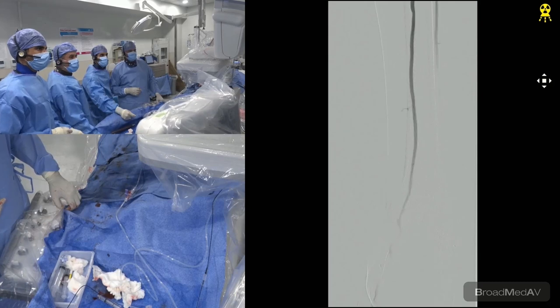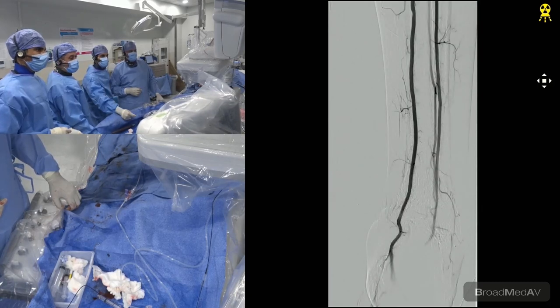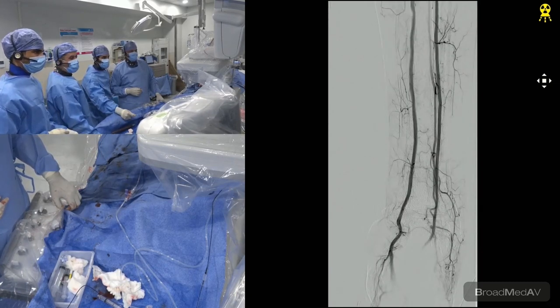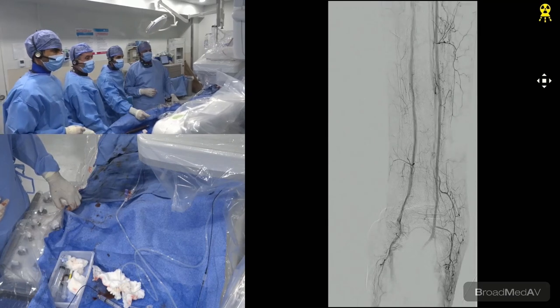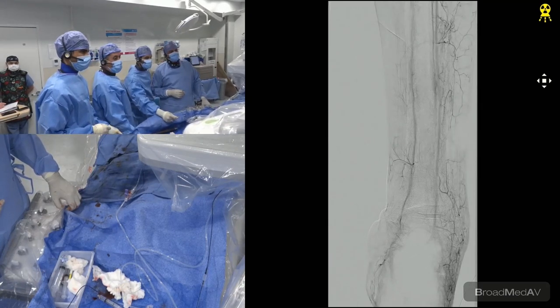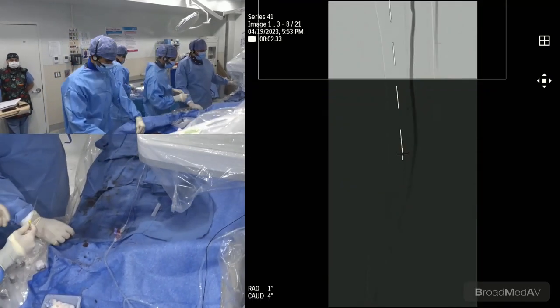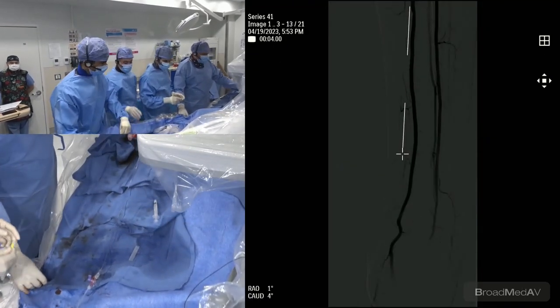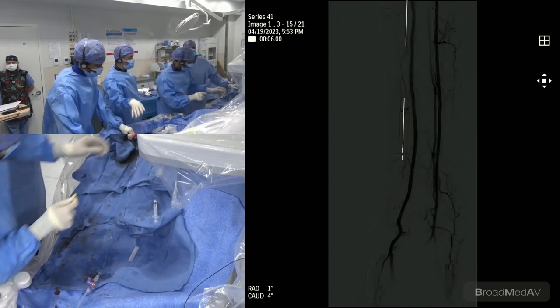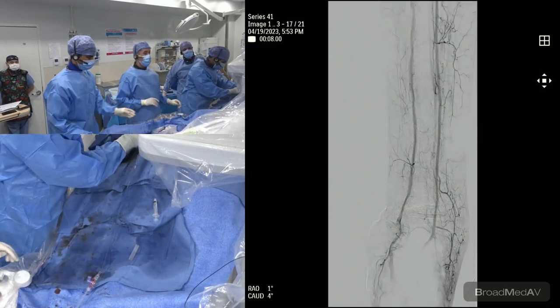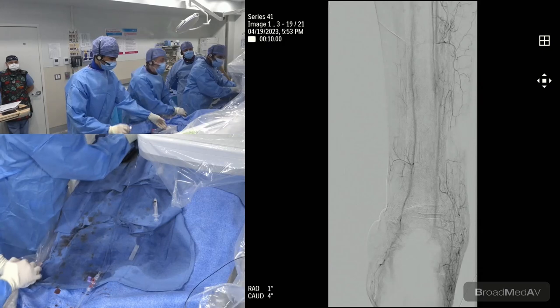Come down. Okay, ready? Cindy? Yeah. Beautiful. So beautiful flow. Much faster. Definitely much more robust. You can see the wound blush is excellent. So I think at this stage we're pretty much done, but we're just going to do a quick pressure wire pullback. Let's flush the catheter, please, completely. Yeah. Flushing.